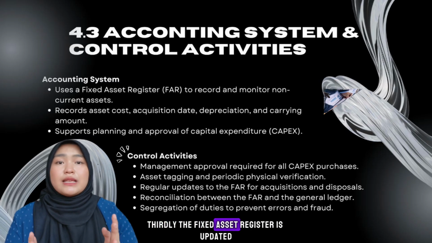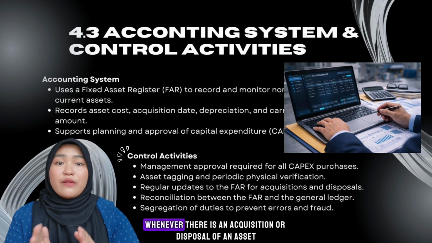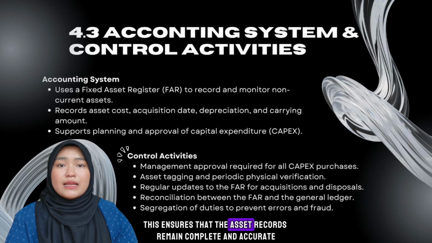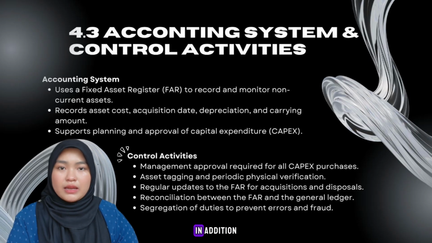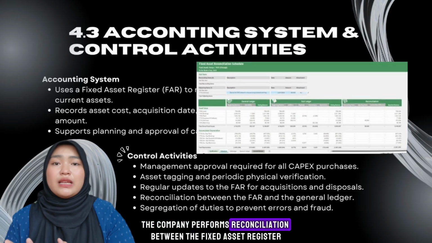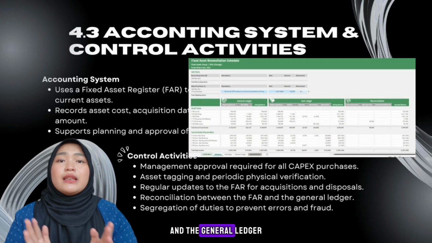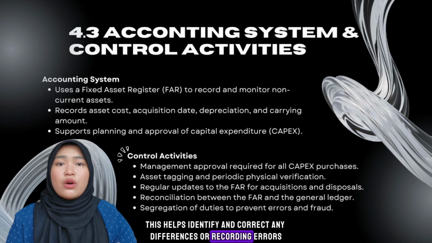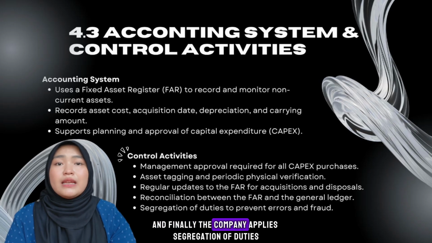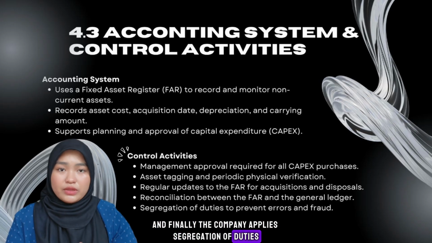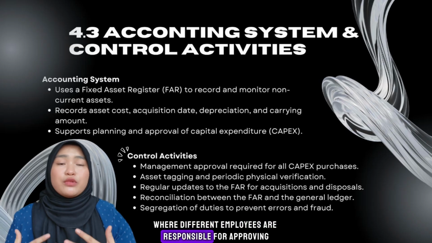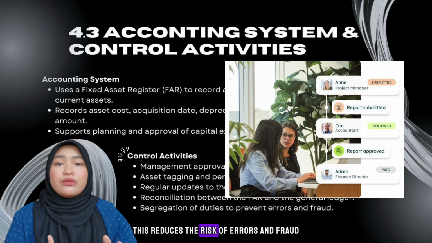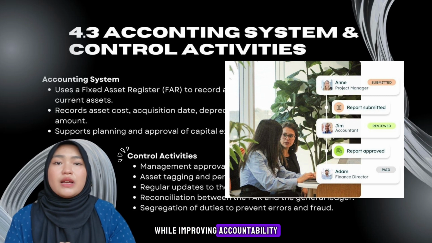Thirdly, the fixed asset register is updated whenever there is an acquisition or disposal of an asset. This ensures that the asset records remain complete and accurate. In addition, the company performs reconciliation between the fixed asset register and the general ledger. This helps identify and correct any differences or recording errors. And finally, the company applies segregation of duties, where different employees are responsible for approving, recording, and monitoring assets. This reduces the risk of errors and fraud while improving accountability.